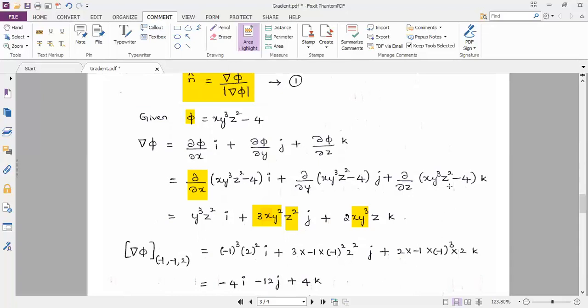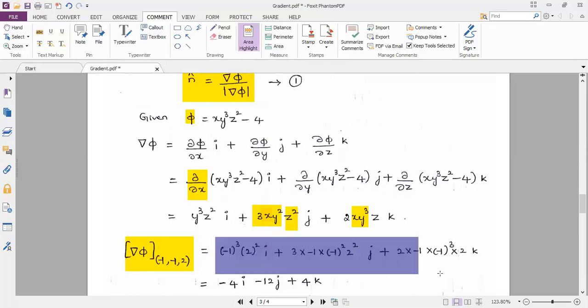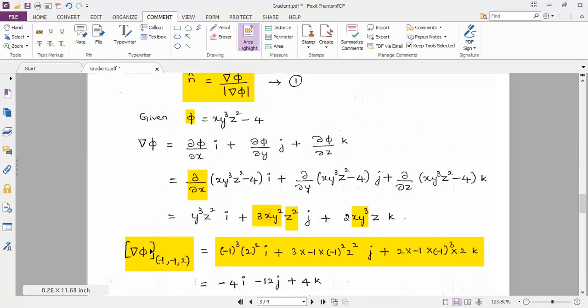Now, to evaluate grad phi at the given point, the given point is (-1, -1, 2). That is, we take x = -1, y = -1, z = 2 in the above step, in the grad phi expression step, to get the substitution step. And the answer for grad phi at the given point is -4i - 12j + 4k.